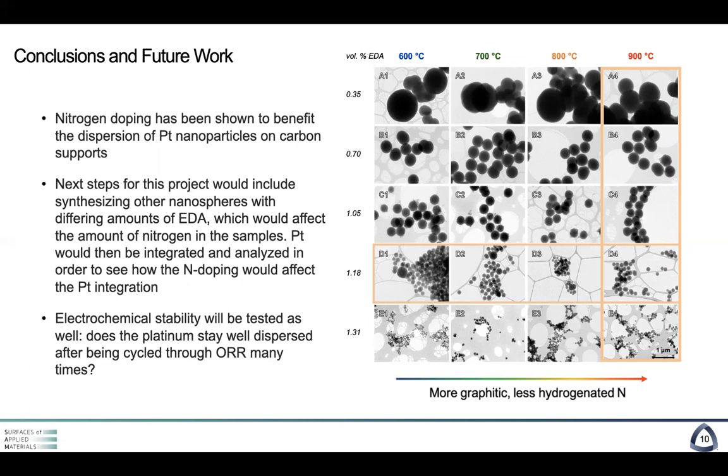And then another thing that we would need to test would be the electrochemical stability of these materials. How well will the platinum stay dispersed? Will it stay evenly dispersed after the material has been cycled through the oxygen reduction reaction many times? That is still unknown at this point, but we would need to look into that and figure that out.